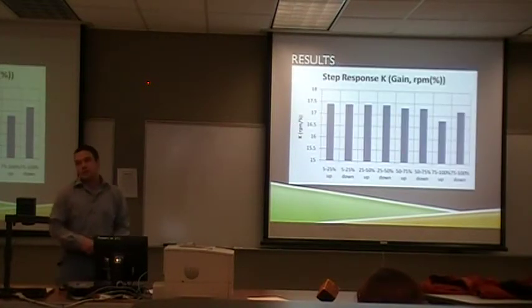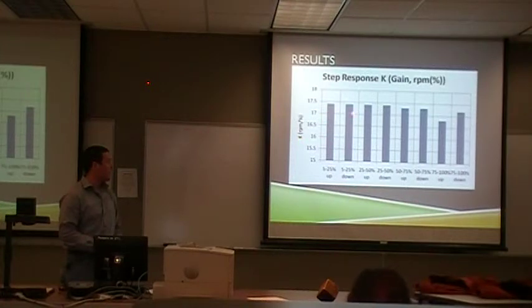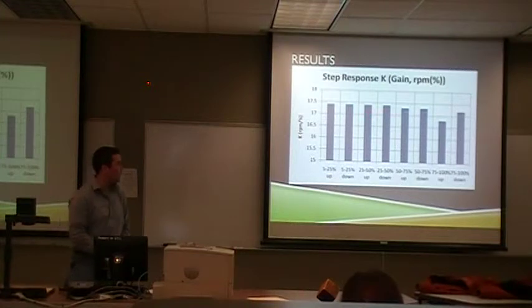This bar graph shows all the step ups and step downs for all the ranges. For the gain K, it's pretty consistent all the way across the board. We have a little hiccup there. I'm not really sure why that one is a little lower, but all the other data is pretty consistent with the K.